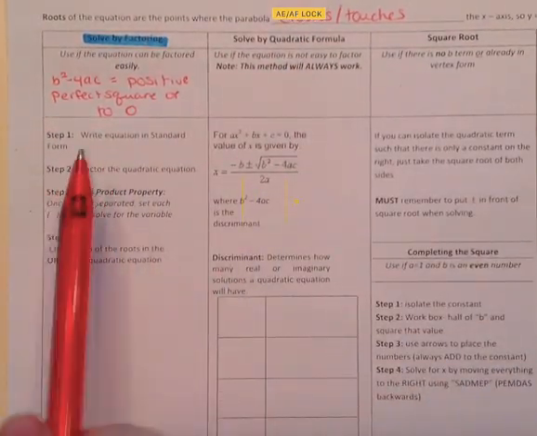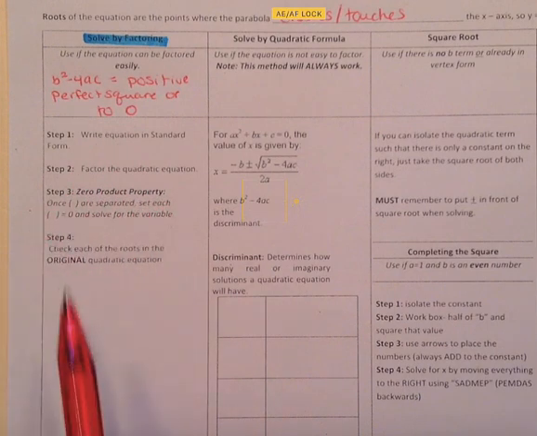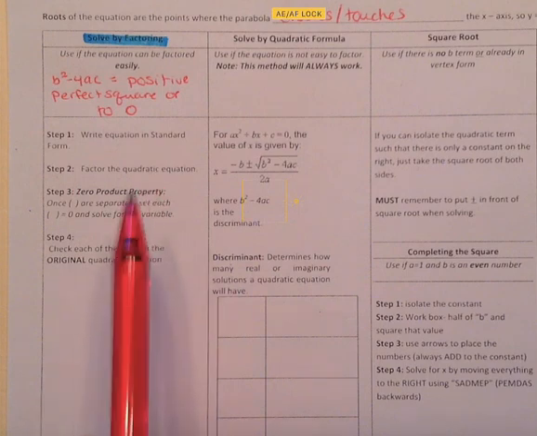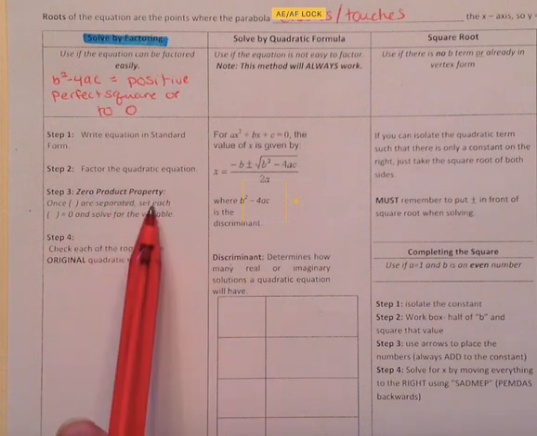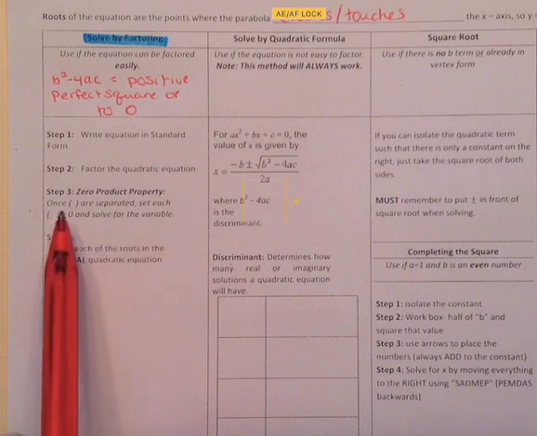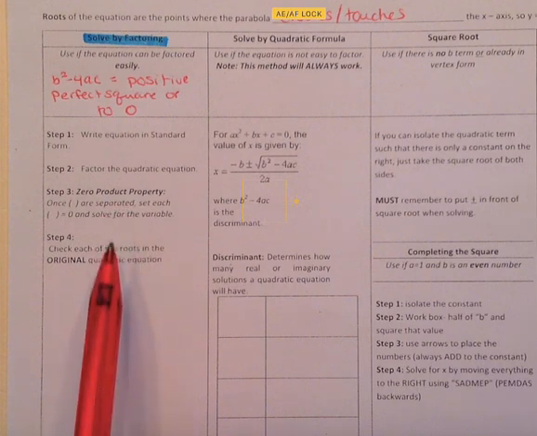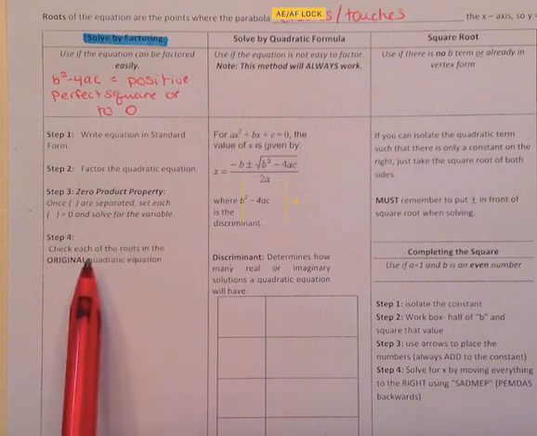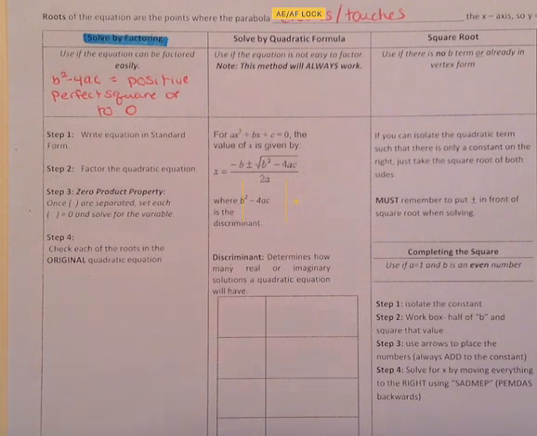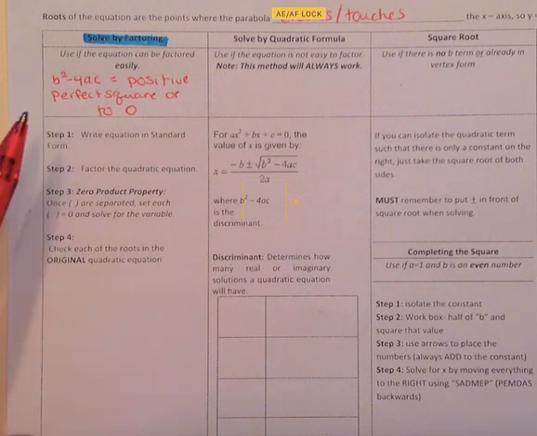And here are the steps of factoring. You'll write the equation in standard form. You'll factor the quadratic equation either by difference of squares, MACAD. Then once you have them factored, you'll use the zero product property. Once your parentheses are separated, set each parenthesis equal to 0 and solve for the variable. What that means is anywhere you have a variable of x, you're going to set that equal to 0. And remember, when you factor, you always do your GCF first. Then you're going to check each of the roots in the original quadratic equation to make sure that they actually worked. Solve by factoring will not always work because not all quadratics will cross the x-axis.